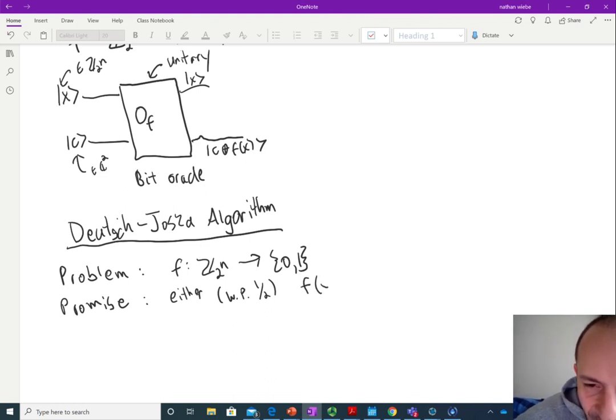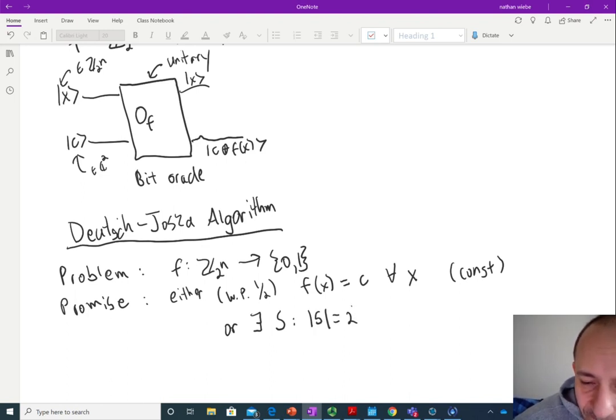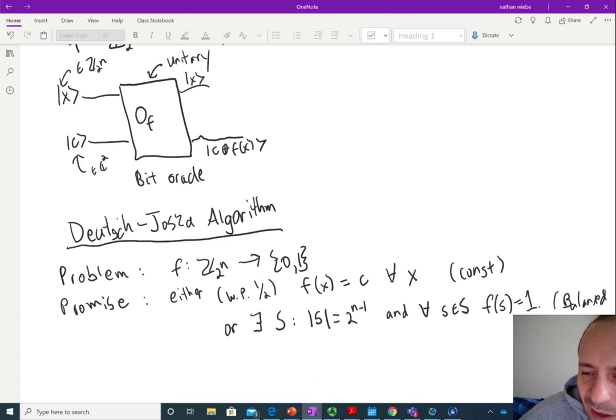f of x equals c for all x, i.e. it's a constant function, or there exists a set S such that the size of the set S is 2^(n-1), and for all s in S, f of s is equal to 1. So this is known as balanced. What I mean by the balanced case is that half of the possible inputs that we could stick into the function are guaranteed to evaluate to 1, and the other half is guaranteed to evaluate to 0.